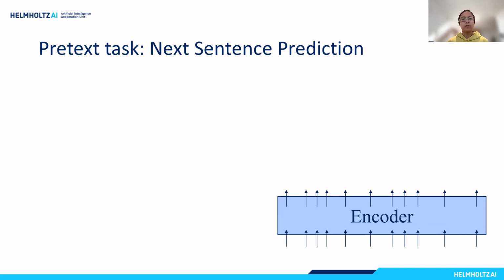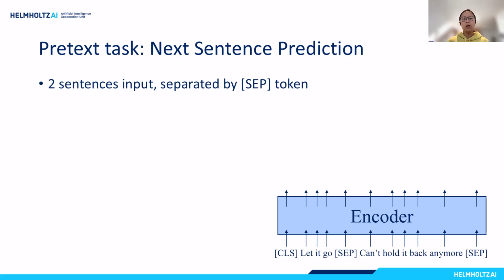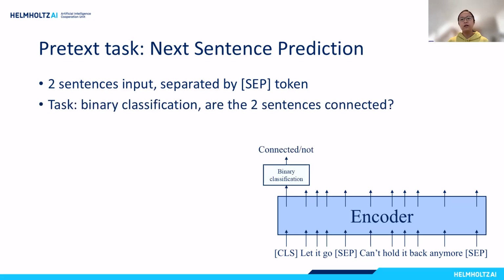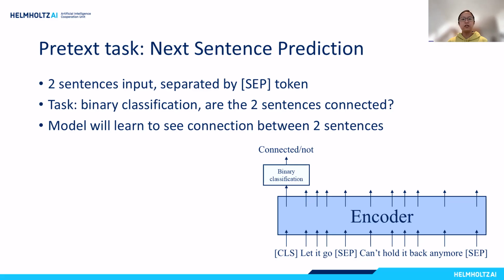Another example of a pretext task is next sentence prediction. For example, we have two sentences as input, separated by a separator token, in the encoder. Then we classify whether the first sentence is connected with the second sentence. We train like this so the model learns to see the connection between the first and second sentence.